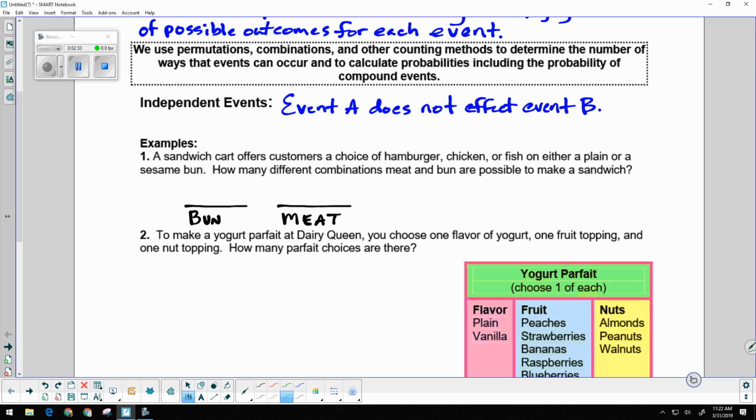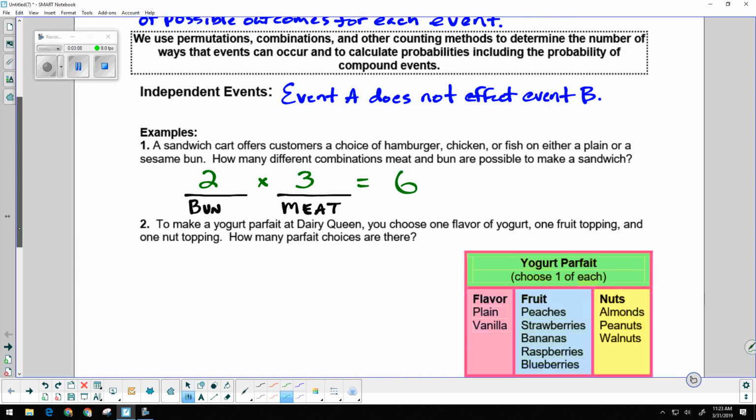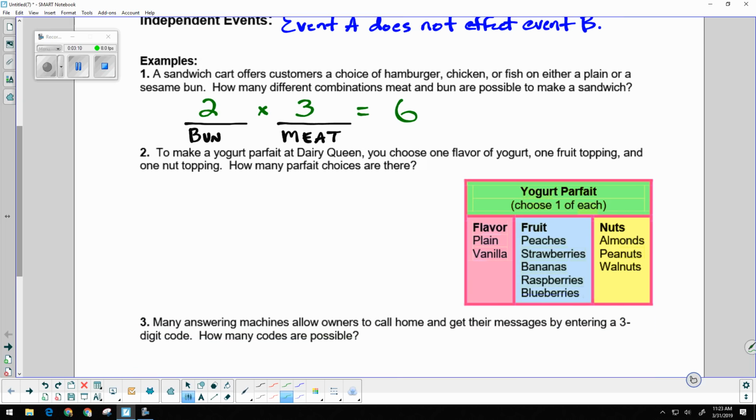Now, we're going to put numbers in those blanks. First of all, for the buns, how many types are there? Well, let's see. There's a plain or a sesame bun. So there's two types, plain or sesame. And then for meat, how many different types of meat can I have? 3. Hamburger, chicken, or fish. So there's 3 types of meats. We multiply those together. Easy one here. 6. So there are 6 different combinations of meat and bun for our sandwich. And that's example 1.